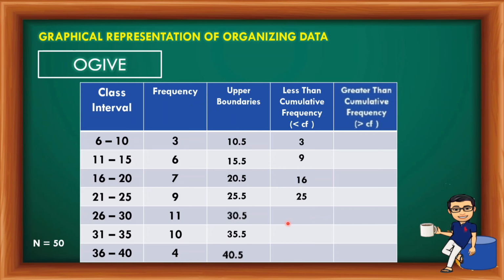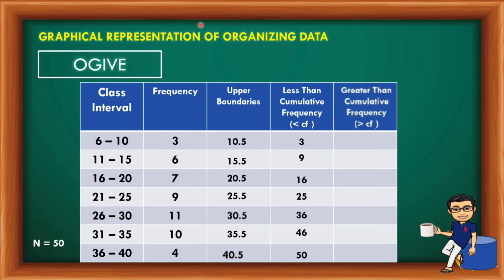Then 25 plus 11, that will be 36. 36 plus 10, 46. And 46 plus 4, that will be 50. So, dapat may exact tayo doon sa n. So, ang total frequency natin ay 50. So, dapat at the end of the less than cumulative frequency, 50 yung magiging sagot.